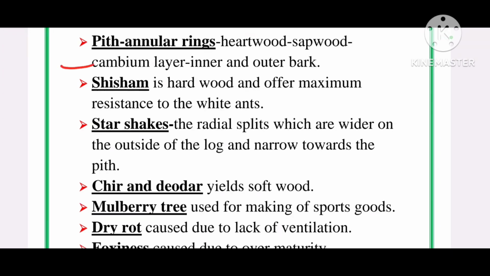So these are the definitions for these words. The next term is shisham. Shisham is a hardwood and it offers maximum resistance to white ants.